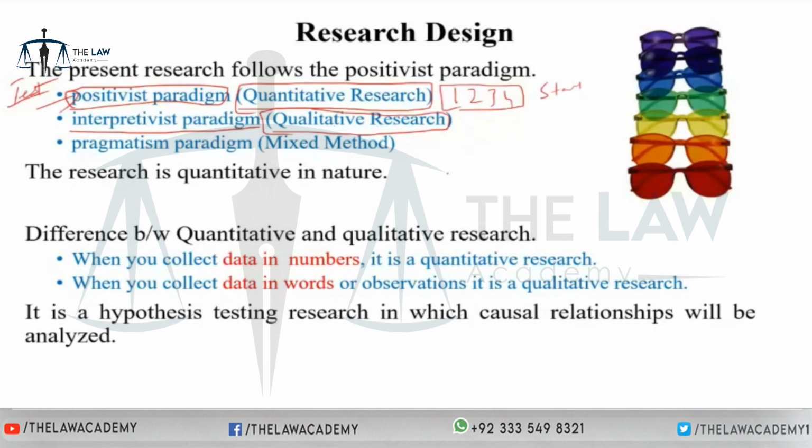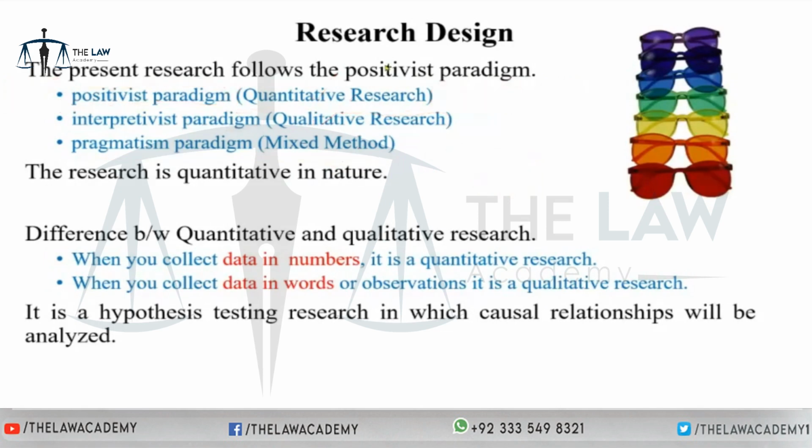And some people say, okay, let's collect the data in numbers as well as in observations. So quantitatively and qualitatively, if they collect data in both the ways, then actually they are doing the pragmatism paradigm and they are using the mixed method. For basic understanding, I think this should be enough. For detail, you can refer to some other books and other literature.